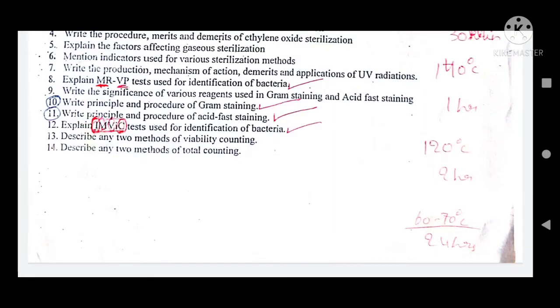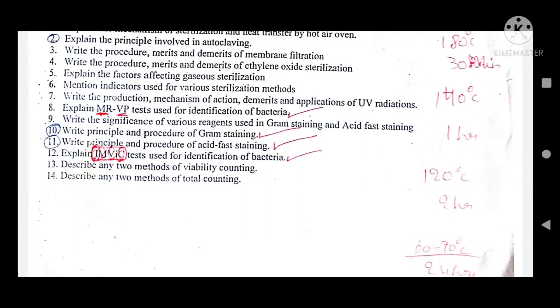Describe any two methods of viability counting. Describe any two methods of total counting. Viability counting and total counting: in these two, one is fixed for you.